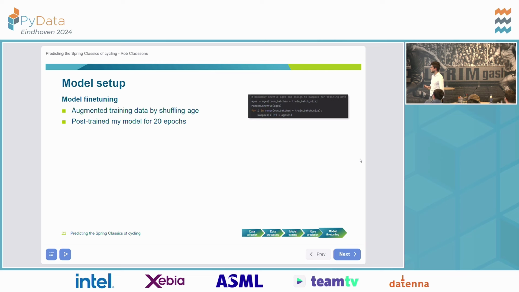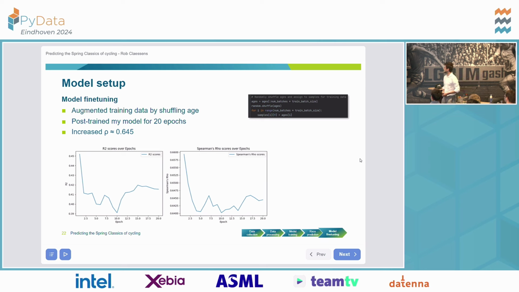I augmented my training data by shuffling age randomly over all the samples to basically remove any predictive quality of age in the data. And with this augmented data, I post-trained my model for 20 more epochs with a lower learning rate, which gave me this. It actually increased my rho by 0.15, so that was quite significant. So for some reason, it did train in this direction of making age important, while it was not really beneficial for the prediction. So this model turns out to be a lot better, I would say, than the previous one.